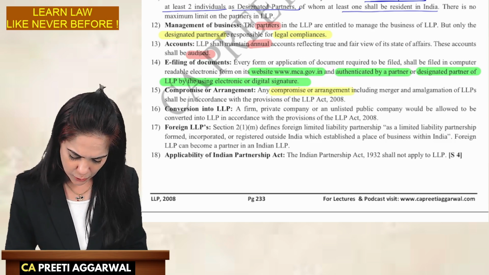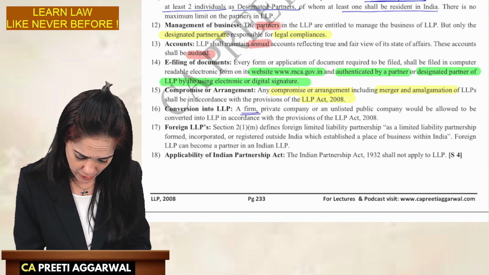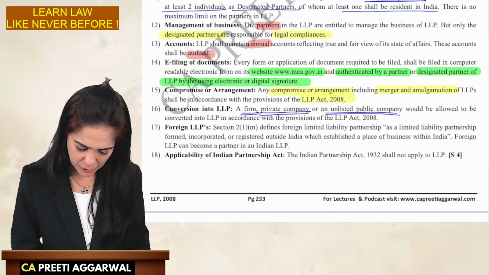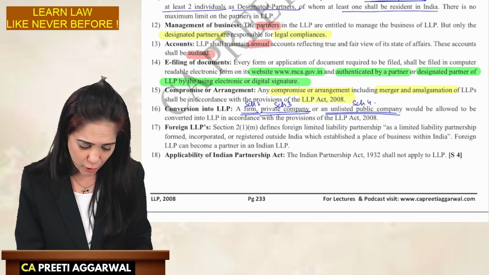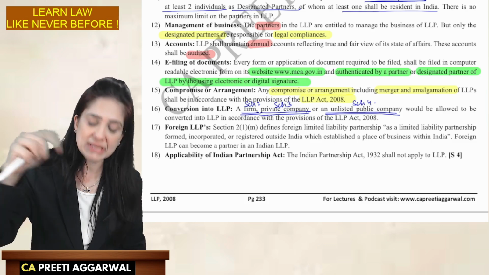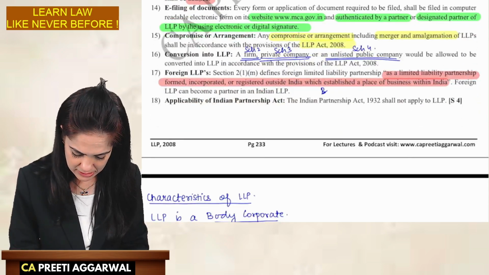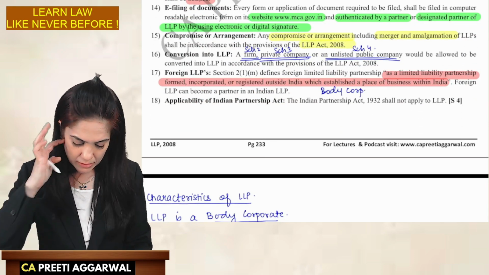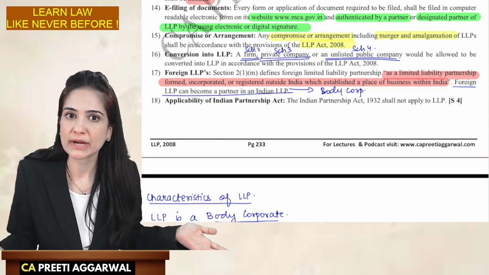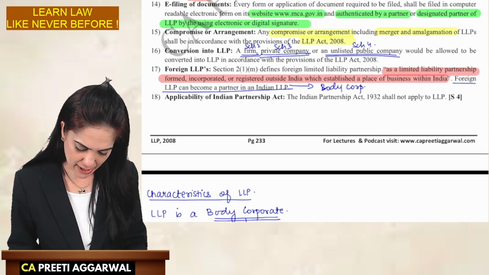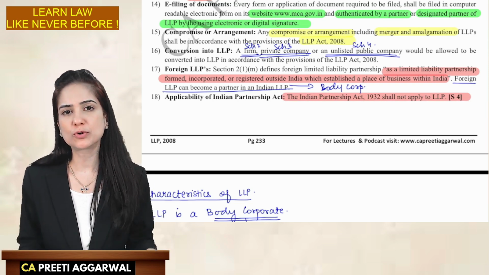Compromise or arrangement including merger and amalgamation will be in accordance with the Act. You can convert firm to LLP, private company to LLP, unlisted public company to LLP. This is Schedule 2, this is Schedule 3, Schedule 4. For an LLP incorporated outside India but having a place of business in India, it is a body corporate. Yes, it is a body corporate. That is why it can become a partner in Indian LLP. It's a body corporate capable of contracting. Indian Partnership Act does not apply to LLP. Very simple after we took notes.